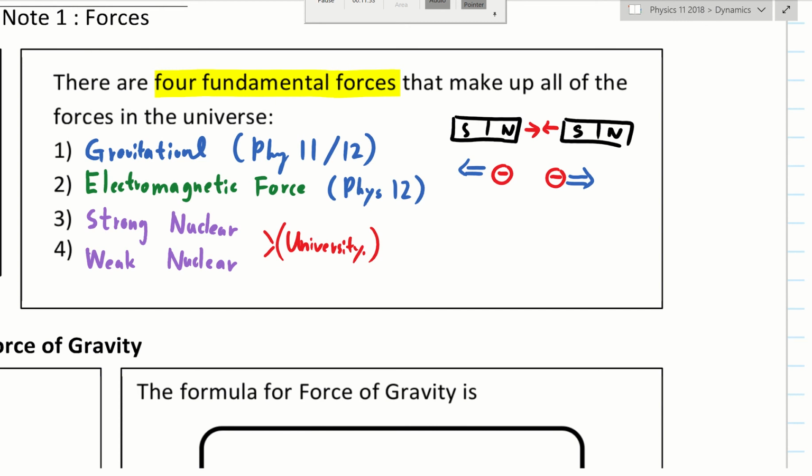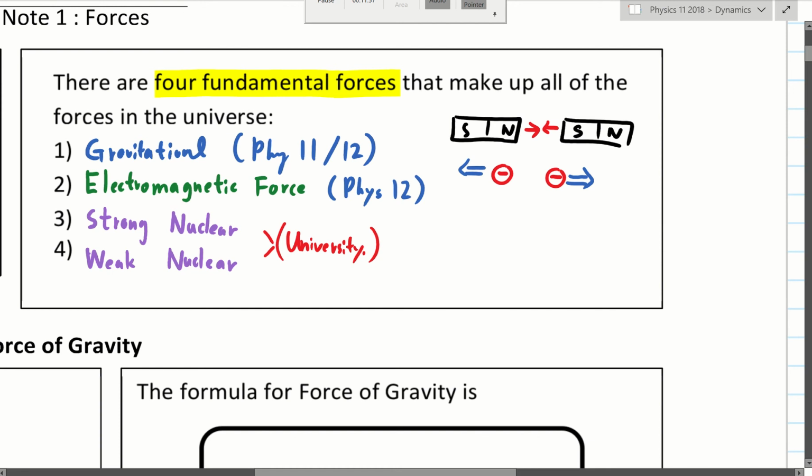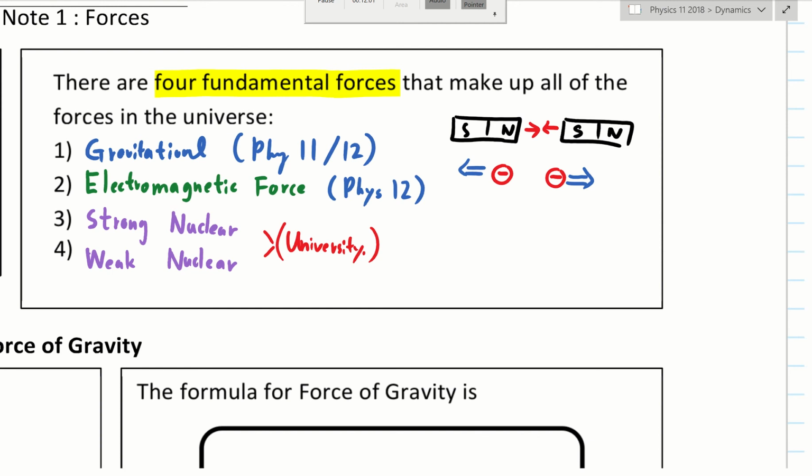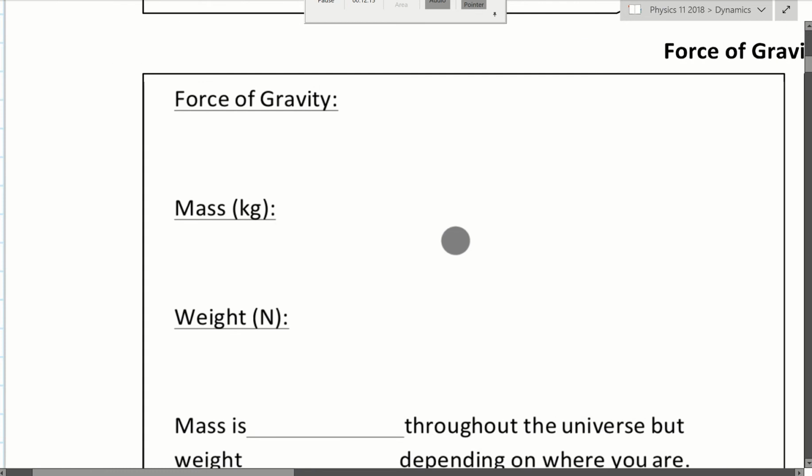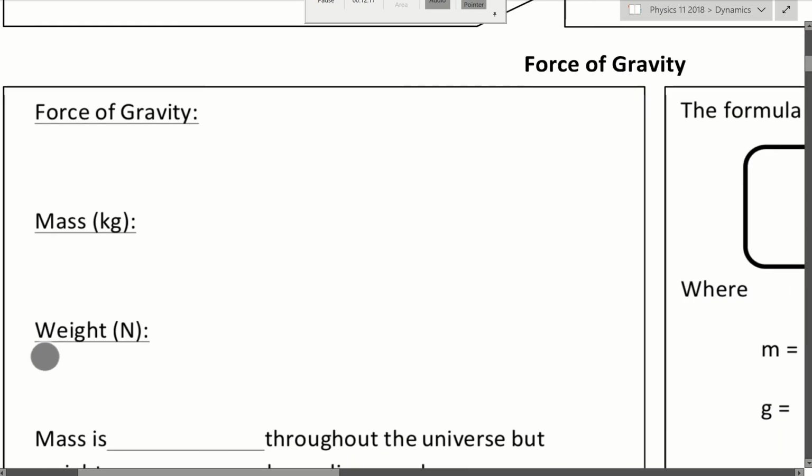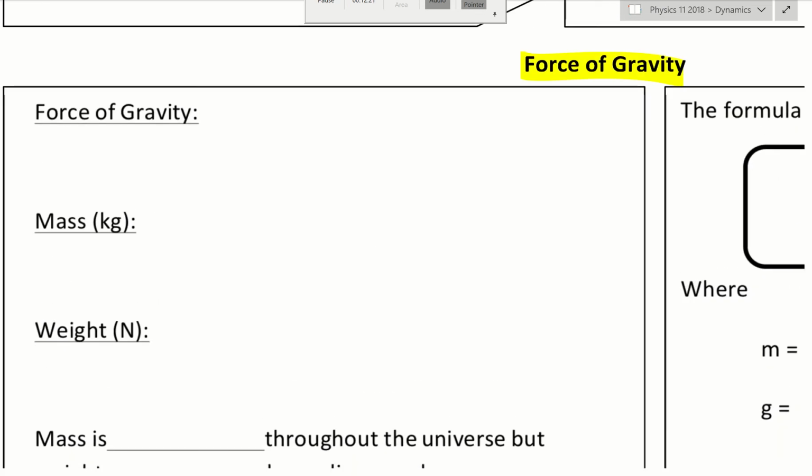So the strong nuclear force and weak nuclear force are the forces holding the atoms together inside, holding the protons together, holding the nucleus together, which in chemistry usually you don't look at because it's too detailed. So that means in Physics 11, for us, the most important force this year is gravitational force. Now, let's move on. Force of gravity is our main focus. So, let's talk about force of gravity.